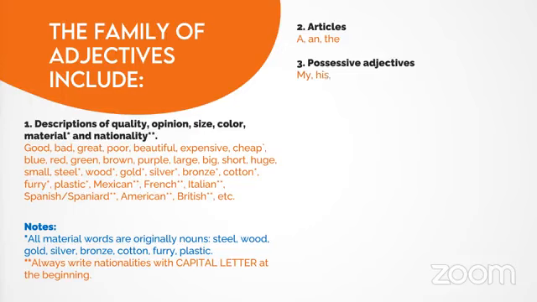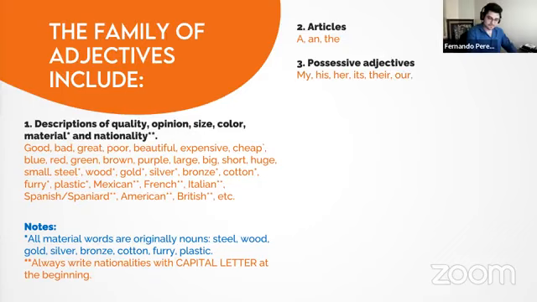His, her, its, their, our, and for you, your. Very good. And that's it. But I will include one extra: nouns with capital letters plus apostrophe s. All the nouns with apostrophe s are considered adjectives. In a moment, we are going to study this. Okay?